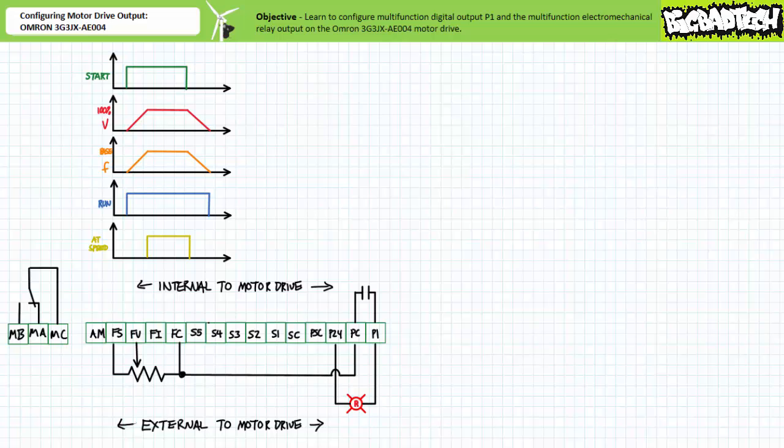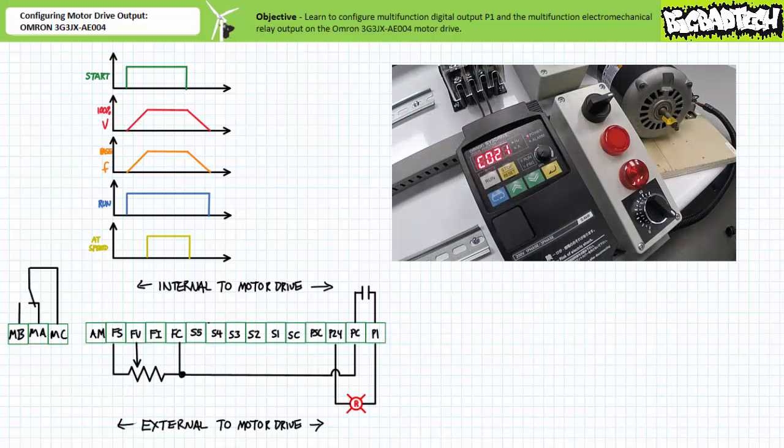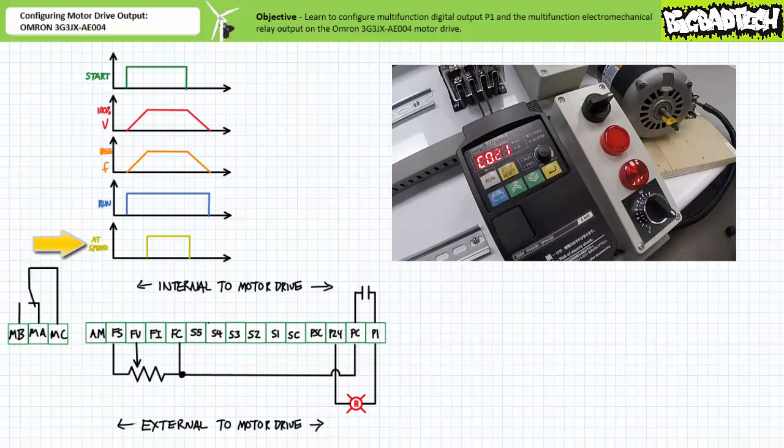Let's see if we can change the function performed by multifunction digital output P1. Navigate to communication parameter C021, multifunction output terminal P1 selection. Increment to 01, or the constant speed arrival function. This setting signals when the acceleration period is over and when the motor has reached the desired speed. Let's see this setting in operation.